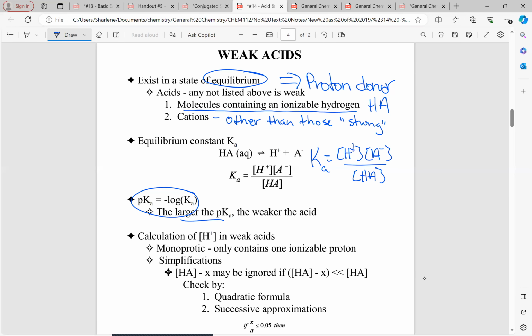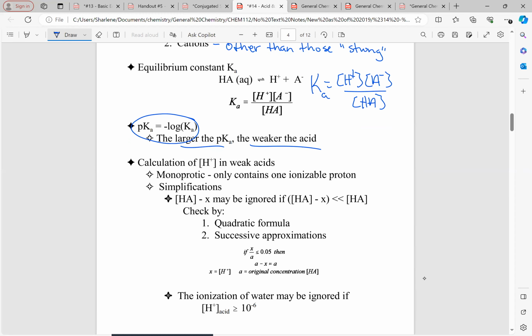And now let's do those calculations. We are literally going to plug them into our ICE tables. We're going to start with only the monoprotic acids. They only have one hydrogen that could ionize. And then we're going to do some simplifications if we want to avoid having to plug into the quadratic. We could just do the quadratic, of course, which is fine. Or we could do something called successive approximations, or the assumption that it ionizes less than 5%.